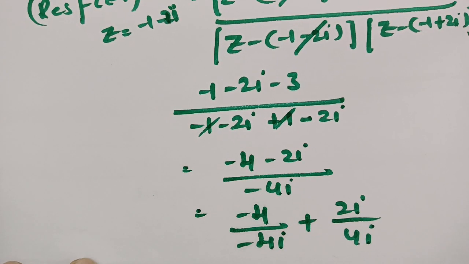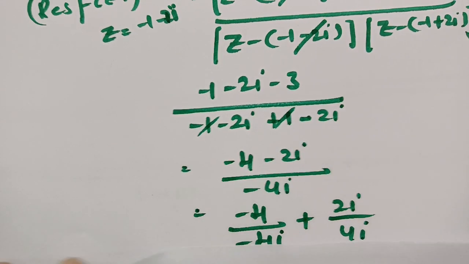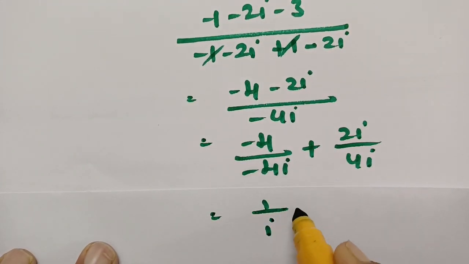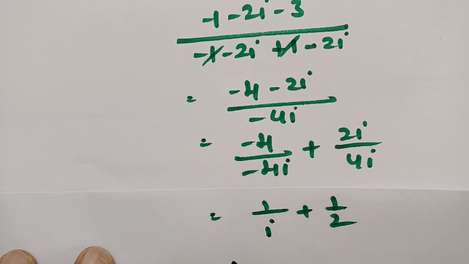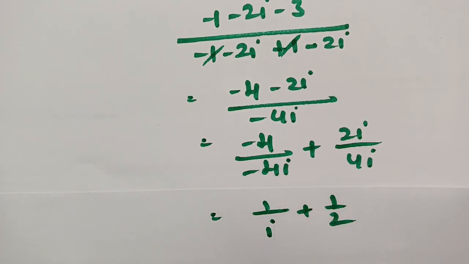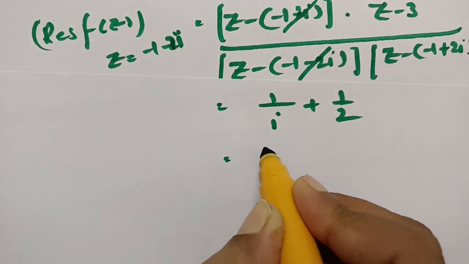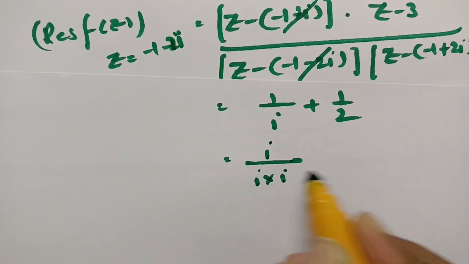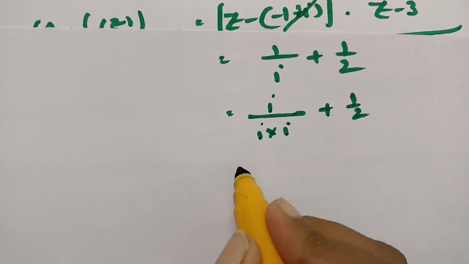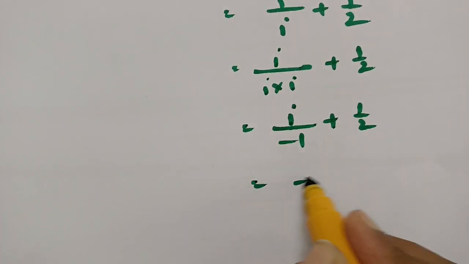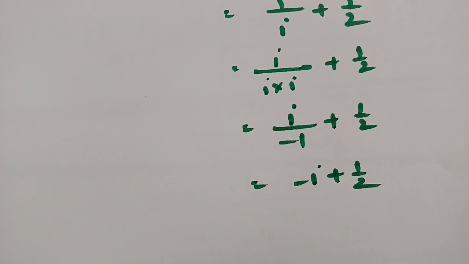now if I cancel, and see what happens here, the minus 4 got cancelled, and this is nothing but 1 by i plus 1 by 2. So this can be written as 1 by i plus 1 by 2. Now I can multiply by i in the numerator as well as the denominator, so this value will be i by minus 1 plus half. So this is minus i plus half, which is the value.